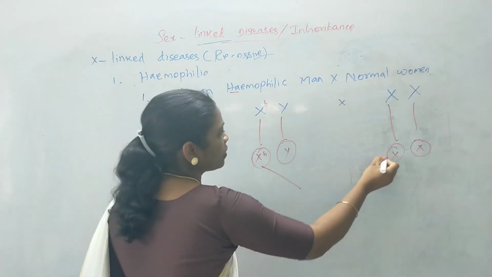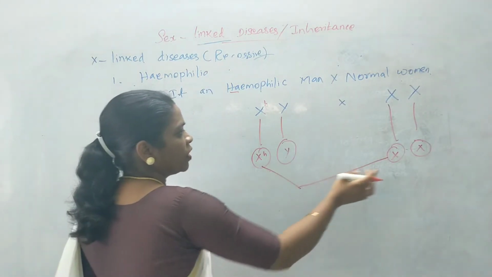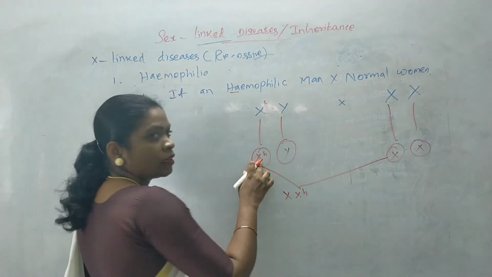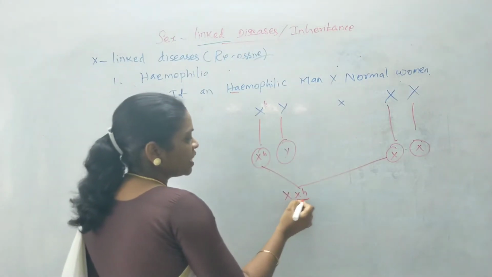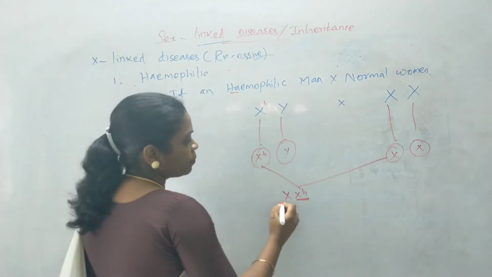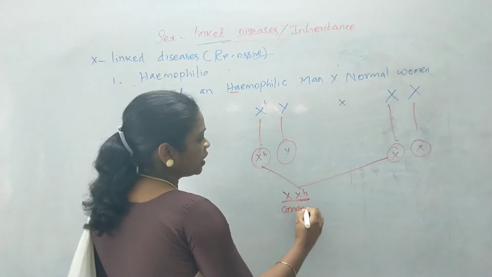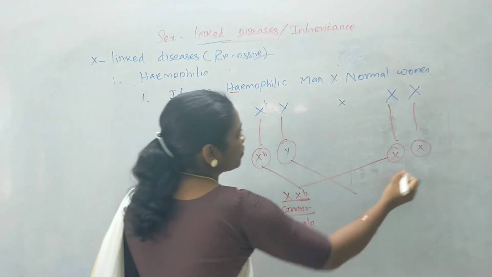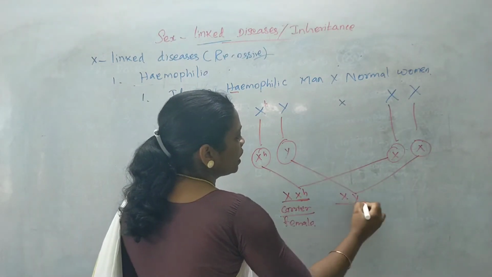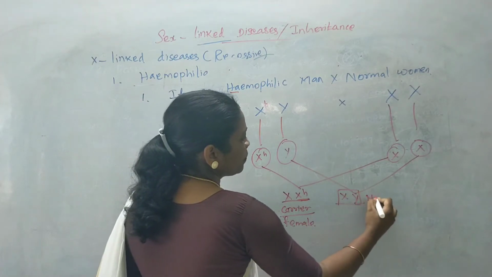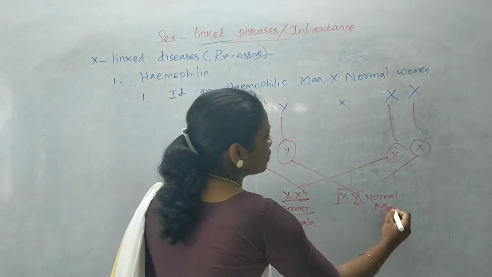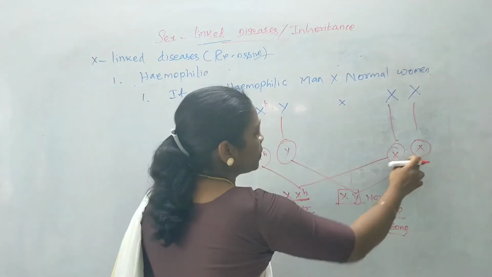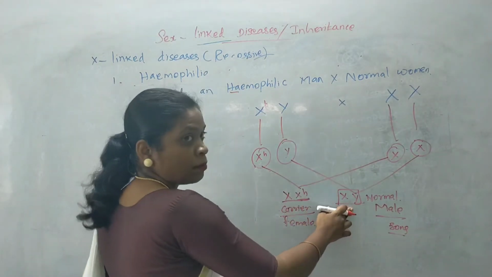Imagine if this X chromosome fertilizes this one, the female will receive the hemophilic chromosome. Even though she inherits it, this offspring will become a carrier. This female will not express the disease. If he receives a normal X from the woman and Y from the male, then he will be normal. The sons will be normal because they receive one X chromosome from the mother and one Y chromosome from the father.